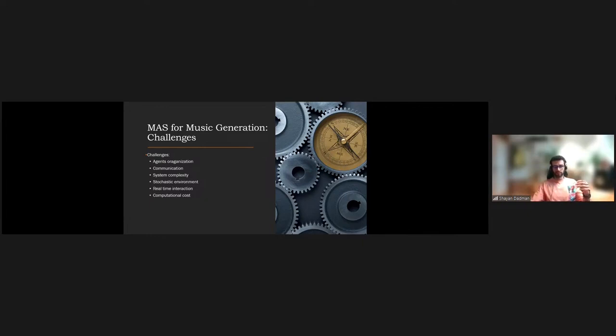And finally, the computational cost challenge in MAS for music generation requires balancing the need for generating high-quality music with the need for keeping the computational cost of the system within feasible limits. This involves addressing issues related to algorithmic complexity, parallelization, and optimization. Indeed, it requires the development of techniques for efficient and effective music generation.